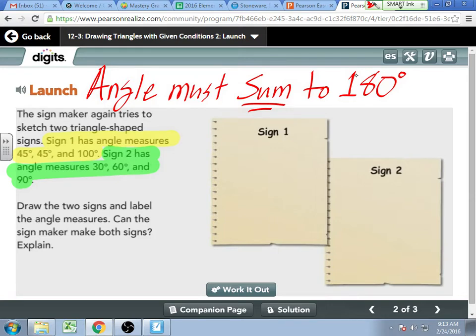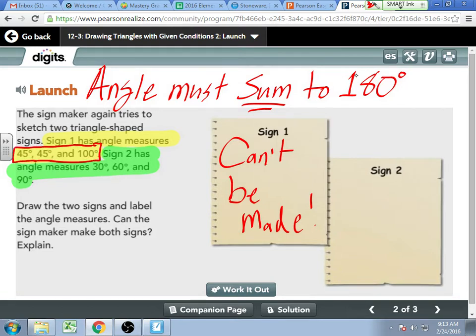What was that? The first one is 190. So can that happen? No. So sign 1 can't be made. Its angles add up to 190. So if you add your 45, your 45, and your 100, you get 190, and that is not a triangle. The second one, being 30, 60, 90, can be a triangle.